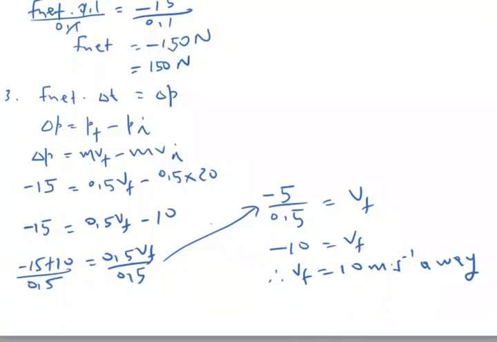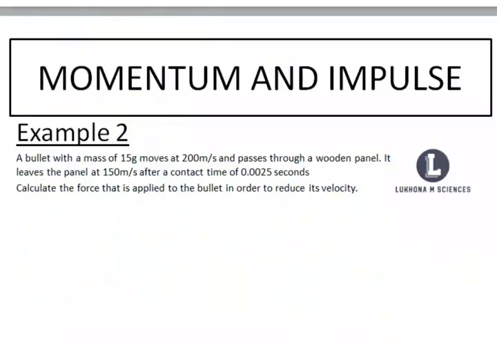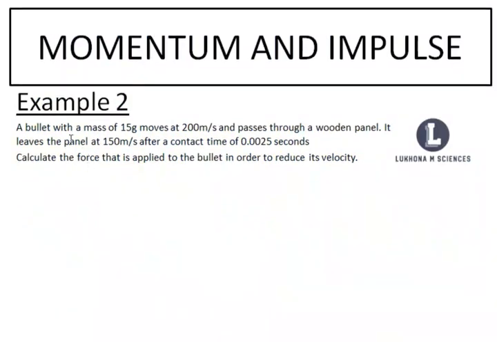So example 1 is done. Let's go to example number 2. This is example number 2. A bullet with a mass, so this is the mass of the bullet, which is 15 grams, moves at 200 meters per second, passing through a wooden panel. It leaves the panel at 150 meters per second after a time of 0.025 seconds.